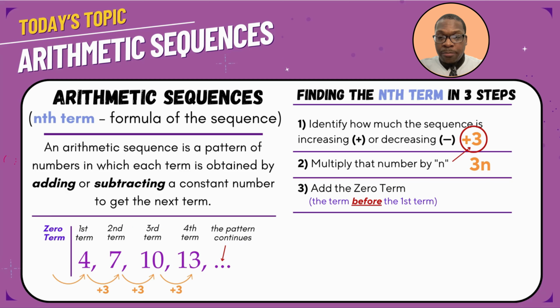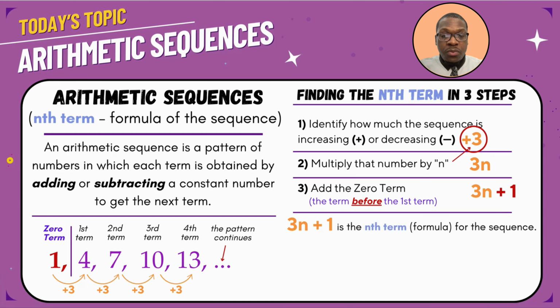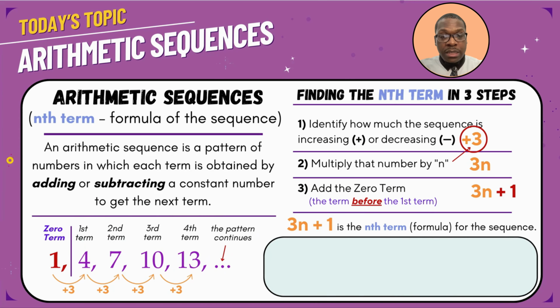Now again, think about it. There's a number plus 3 that would have given you 4. That number would be simply 1. Now, 1 is a positive number. So we would put our 3 in, and then we're going to add the zero term, which in our case would be positive 1. So 3n plus 1 is the formula, the nth term for the sequence. We can use this formula to get any number in the sequence.